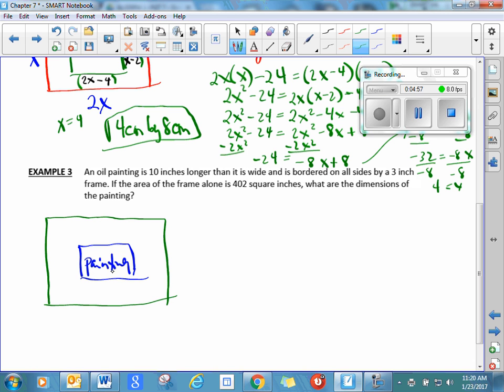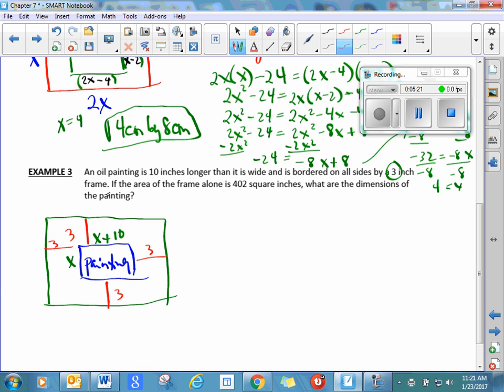So the painting's in the middle. He's got a frame going around him. But the painting on the inside is setting up like this. He's 10 inches longer than he is wide. It tells us that this frame is 3 inches all the way around. So it's 3 inches here, 3 inches here, 3 inches here, and 3 inches here.